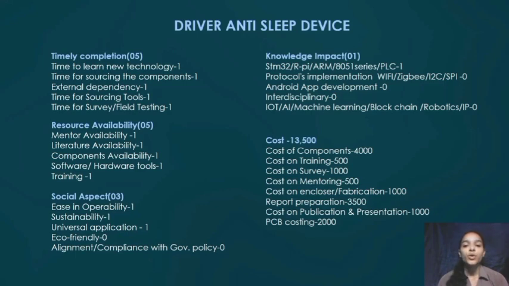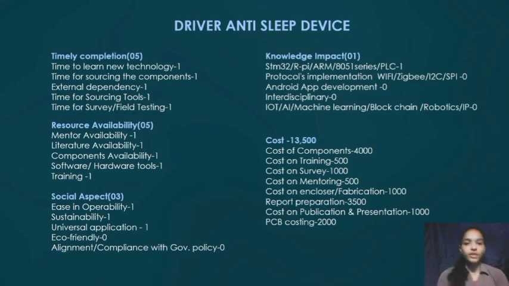Second one is protocol implementation. If we don't require any implementation, we have to give it score 0. If we require it, we have to give it 1. Android app development: if we don't want any Android app, or we want it but it is available, we have to give it score 0. Otherwise, if we don't have it and we have to make it, we have to give it 1.